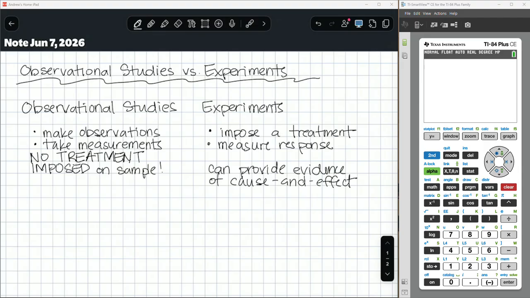Whereas if I ran it as an experiment, I took my 50 students, I randomly assigned 20 to listen to no music, I randomly assigned the other 25 to listen to classical music, and then I compared their test results, that would give me cause and effect. Listening to classical causes the improvement in test result. So identifying which type of study it is allows me to determine which type of conclusion I am allowed to make.